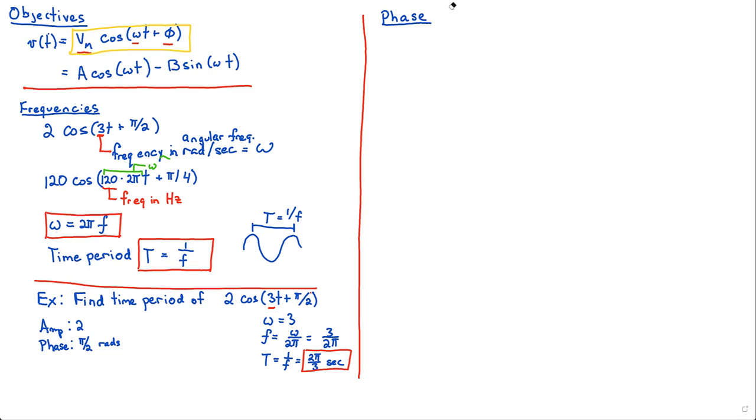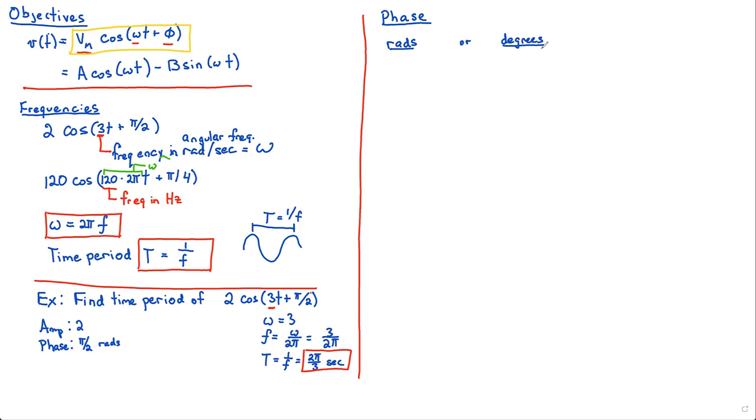Next, we're going to talk about phase. Now, phase is this rightmost part of our equation that measures the left or rightmost shift of our sinusoid. And in general, you know that phase can be written in one of two different units. It can either be measured in radians, I'll abbreviate that rads, or degrees.